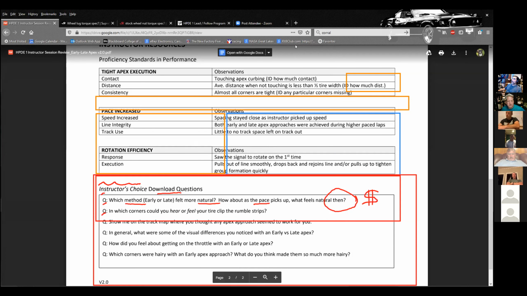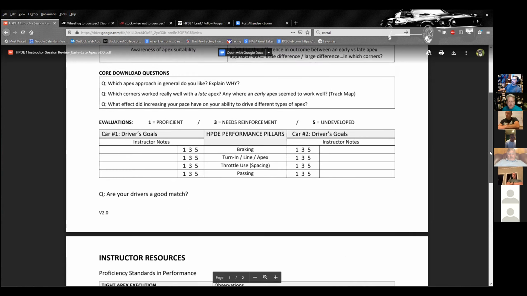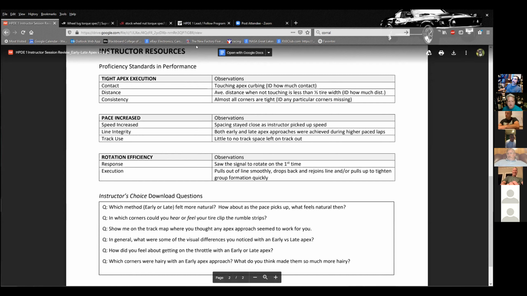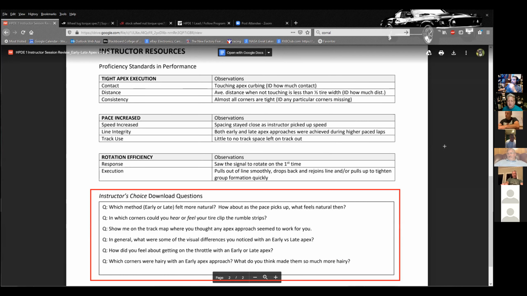I'm going to clear all the drawings. So on the backside of this sheet, if you look, there we go, instructor resources. At the bottom of the instructor resources, you see we've got instructor choice questions. This is kind of like a grab bag of questions that we collected from a whole bunch of other instructors who are thinking about how to pull knowledge and insight out of their drivers, because they don't always know how to acquire it themselves. So the questions are really that stimulus that you can give.